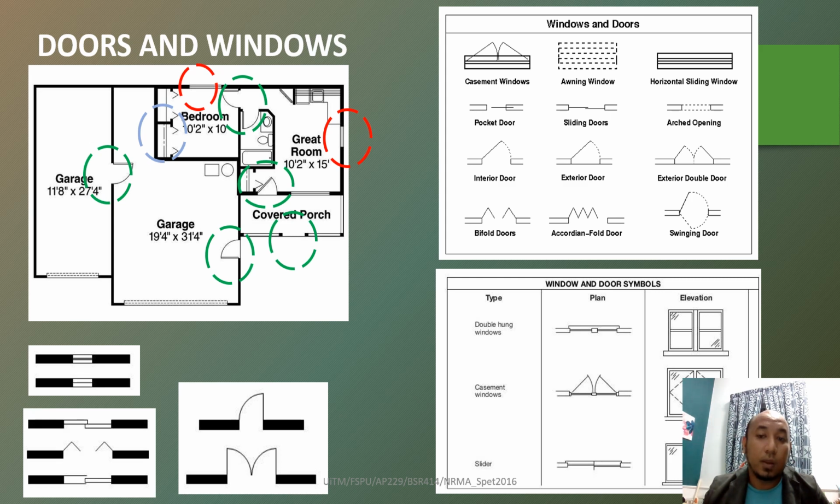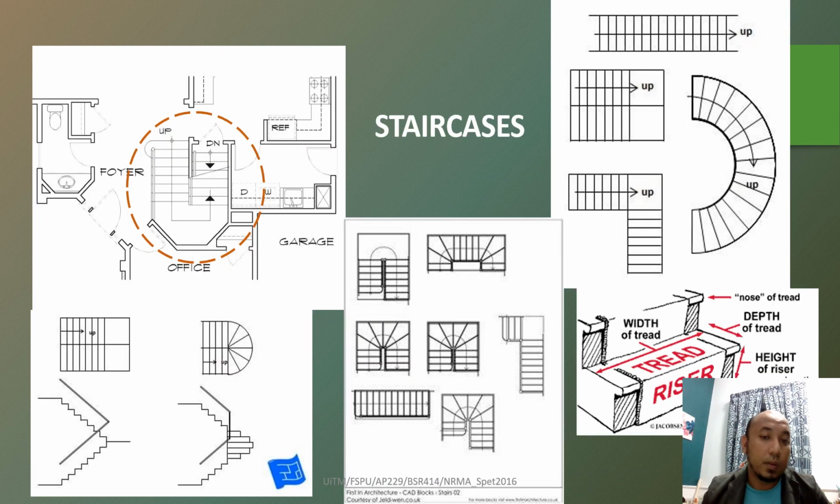Okay. Another is the door and window. So for the door, this is the shape: folded door, sliding door, one side sliding door, double, single. For the window, they have casement, awning, horizontal sliding window, pocket door, sliding door, and so on. Same also for the staircase. There are many types of staircase that you can choose for your building.